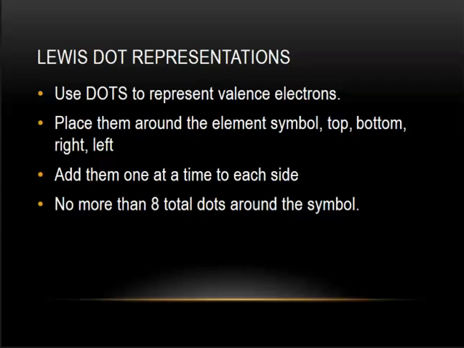What you don't want to do is put more than 2 dots on one side. So you don't want to have like oxygen with like a whole bunch of dots, like 6 dots on the side of it or something weird. And you don't want any more than 8 dots total around the symbol. All right, we'll get to the reason for that once we get to the periodic table. It's the octet rule. Yeehaw!